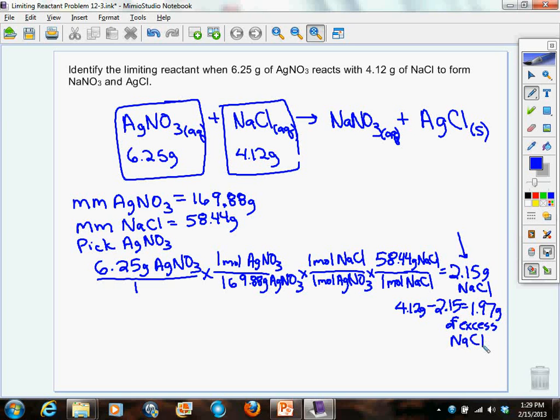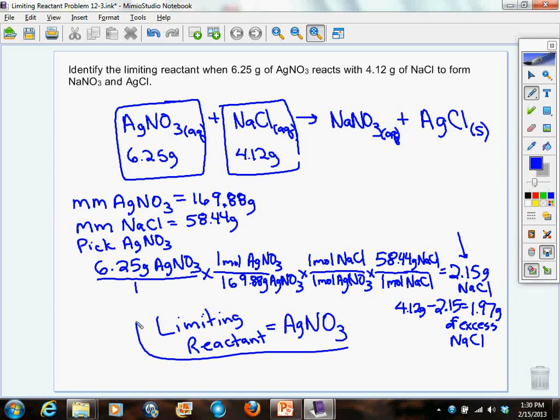So what the question is really asking is, which one's the limiting reactant? Well, the limiting reactant is going to be the one that gets used up and does not have any excess. So the limiting reactant in this case is in fact going to be the silver nitrate.